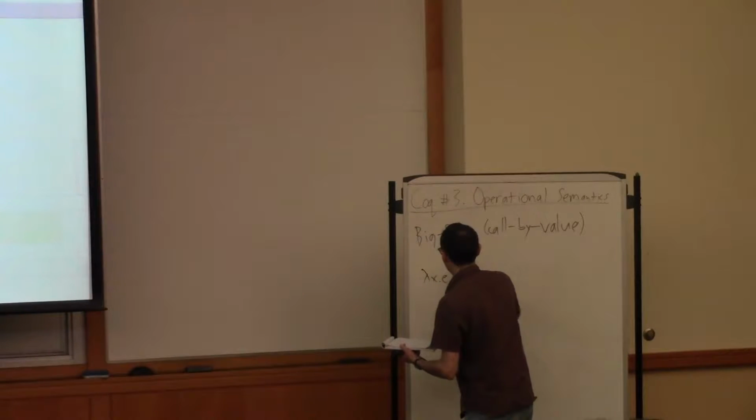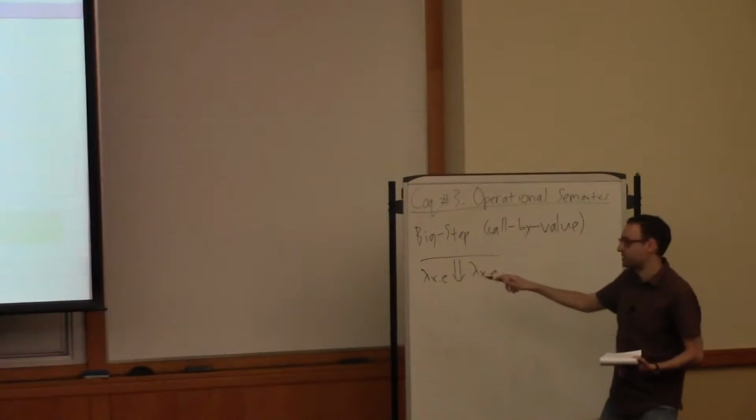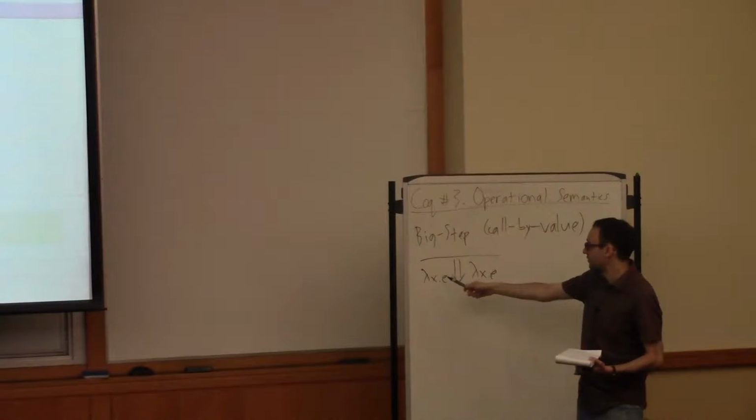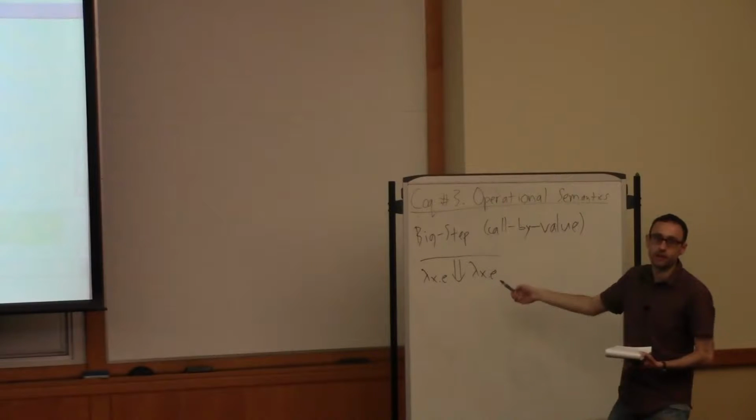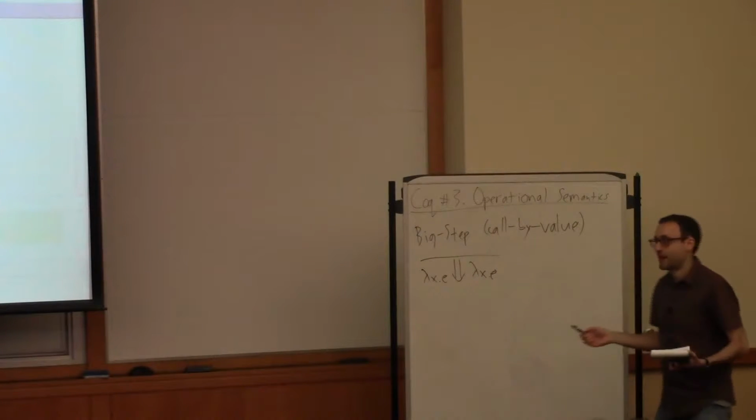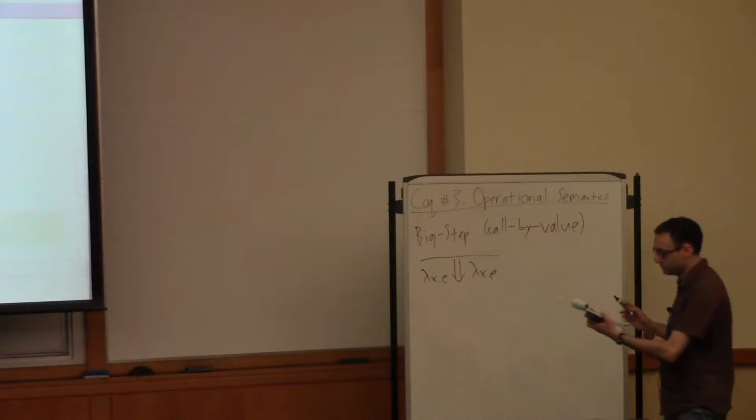So the first rule, which is a really simple one of this big step semantics, we're defining a binary relation which I'm writing as a double down arrow, which means the program on the left terminates and results in the value on the right, or the final answer on the right. And this just says a lambda abstraction is its own final answer. It needs no further execution.